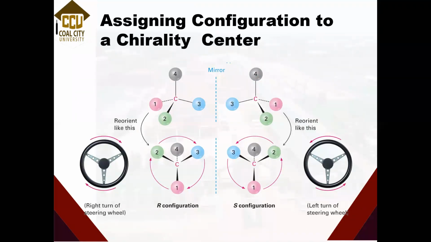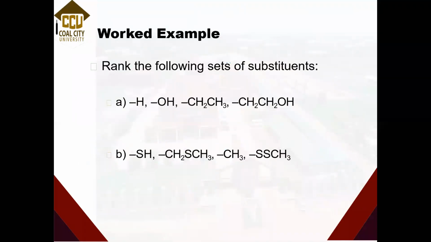So let's move on and see a worked example. Now let's rank the following sets of substituents. Let's assume there's a chiral center, a carbon, carrying these 4 different substituents, and I want to rank them. Which one will be first, second, third, and fourth? Because if you don't rank correctly, there's no way you can get the correct configuration. So let's rank it together.